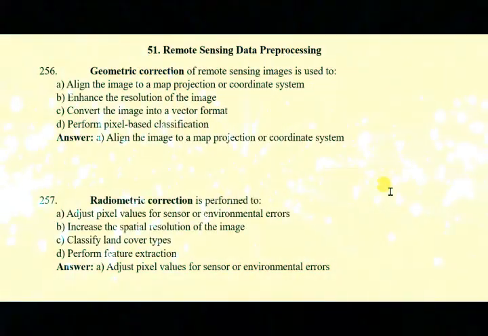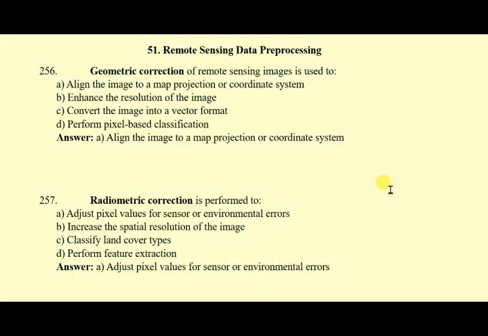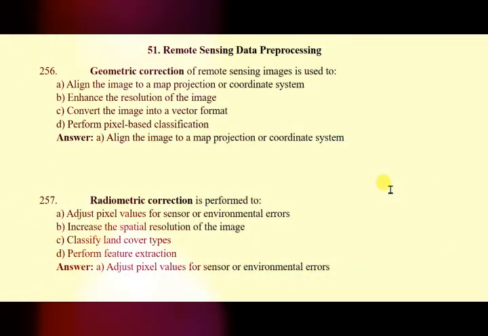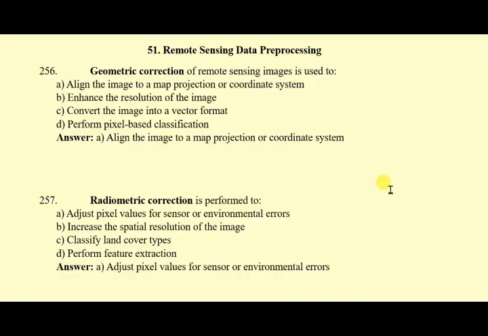Category 51. Remote sensing data processing. Question 256. Geometric correction of remote sensing images is used to align the image to a map projection or coordinate system, enhance the resolution of the image, convert the image into vector format, performs pixel-based classification. Here the correct answer will be align the image to a map projection or coordinate system.